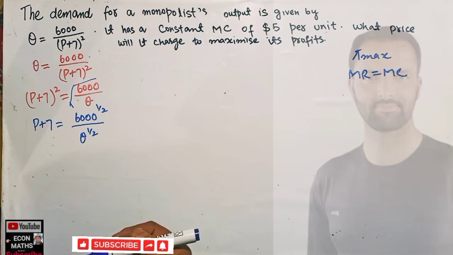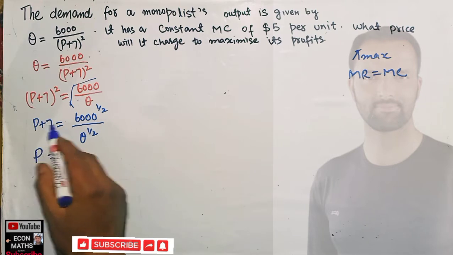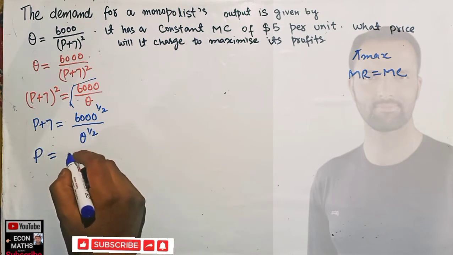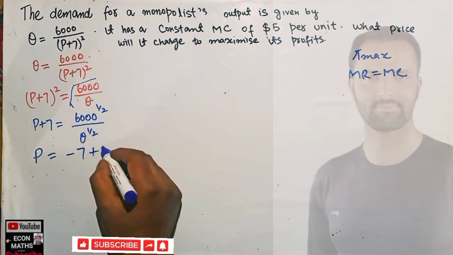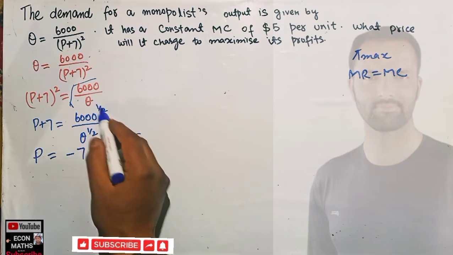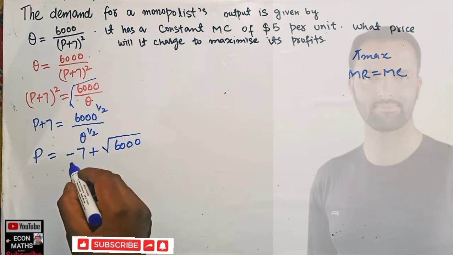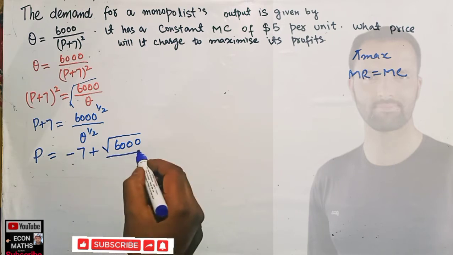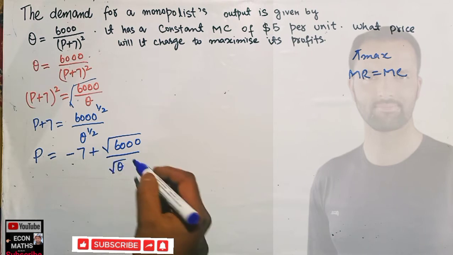Now we need to solve for price. So P is equal to, transposing this 7 here, minus 7 plus 6000 to the power 1 upon 2, divided by Q to the power 1 upon 2. I am just using 1 upon 2 as this notation here. I hope you know this basics well. So we have Q, let me write it here like this.